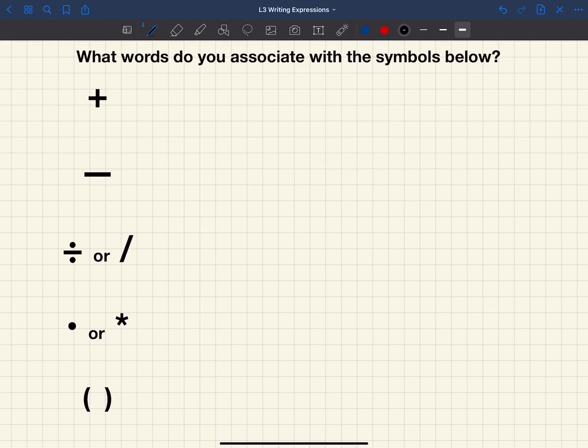So a plus sign, right? A plus sign kind of makes you think of the word add or added to. You could say something like more than, because you're making it bigger. We might say the word sum, something you've probably heard in math class before when you're taking the sum of two numbers. We might also just say and, like 3 and 7 is 10. So hopefully those are words that you came up with for the plus sign.